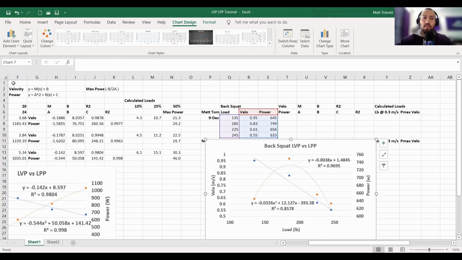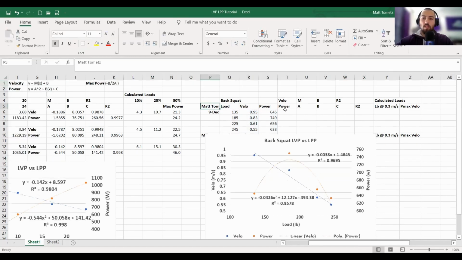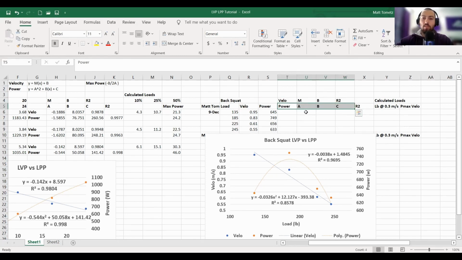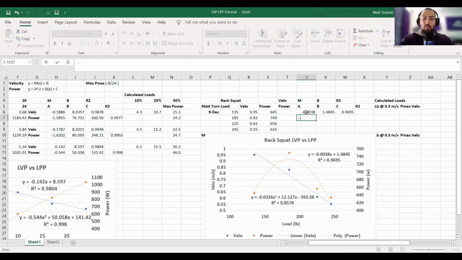So now I'm going to do the same thing. I'm going to retype this: velocity M, B, R squared; power A, B, C, R squared. Okay. So velocity, negative 0.0038, 1.4845, and my R squared is 0.9695. Power equation, negative 0.0326, 21.17127, and negative, this is important, negative 393.38. My R squared is 0.8578. So not that good a profile, to be honest, but the next one is a little better.